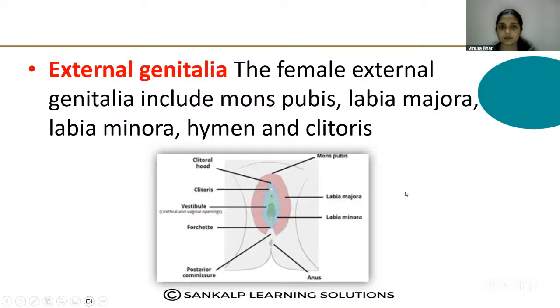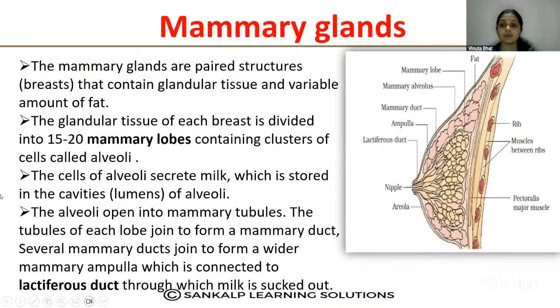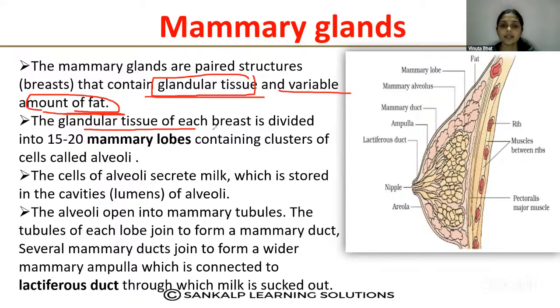So this is the female external genitalia, and very important, the mammary gland. Mammary glands are paired structures. The mammary gland is also paired in our body and contains glandular tissue and a variable amount of fat. Here, mainly the glandular tissue, each breast is divided into mammary lobes. Here you can see the mammary lobes called alveoli.